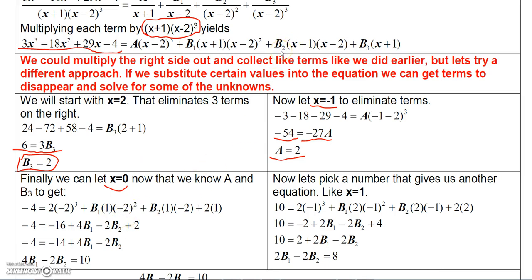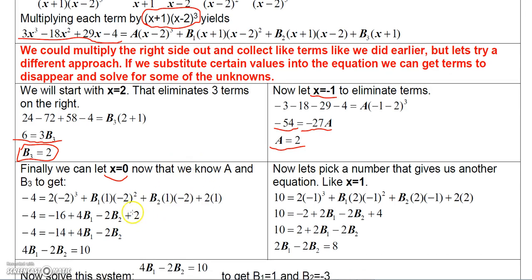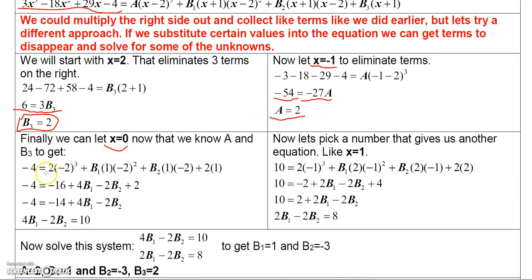And then I don't know what b2 is, so bring the b2 down. And then plug 0 in here, and I get 1. Plug 0 in here, and I get -2, so I get 1 times -2. And then remember, I know b3 is 2, right? So b3 is 2, and if I plug 0 in here, I get 1, so I get b3 times 1, or 2 times 1. Okay, now if I simplify all this, that's going to be -16. That's going to be 4b1. This is going to be minus 2b2, and this is going to be 2.